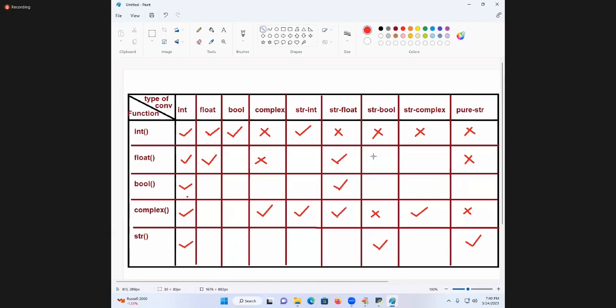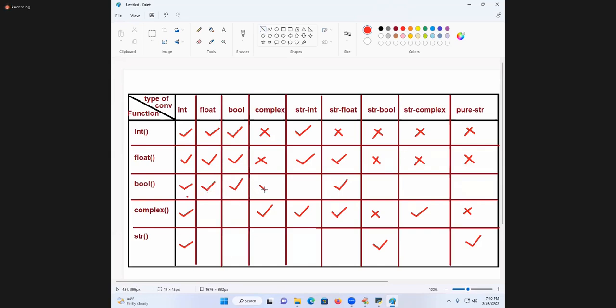Next STR bool to float. Not possible. STR complex to float. Not possible. Next STR int to float. Possible. Bool to float. Possible. Next is called what? Bool to bool. Come on. Possible. Float to bool. Possible. So this is called what?